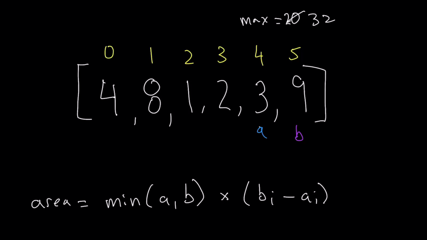And now the min between 3 and 9 is 3. B and A is 5 minus 4, which is 1. So once again, we get another container area of 3. 3 is still smaller than 32. So our max area now is done. We have no more room for any of our pointers to move because they've just come up against each other. So now we have our answer. 32 is our maximum area.